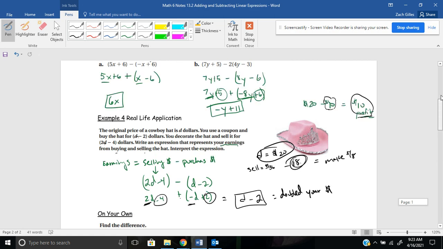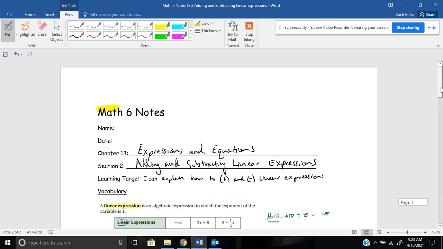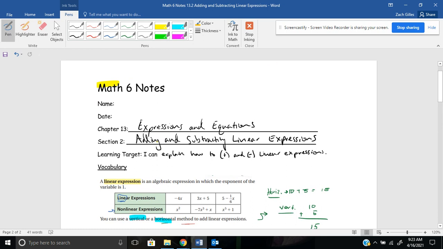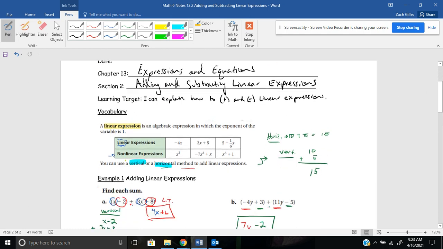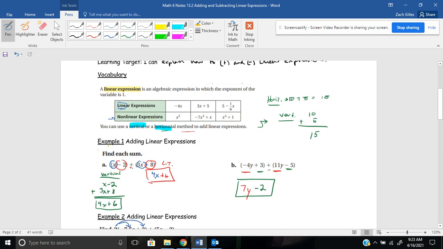And big takeaways from today would be knowing how to add and subtract linear expressions. So like terms are huge. And then remember those two methods, the vertical method and the horizontal method.